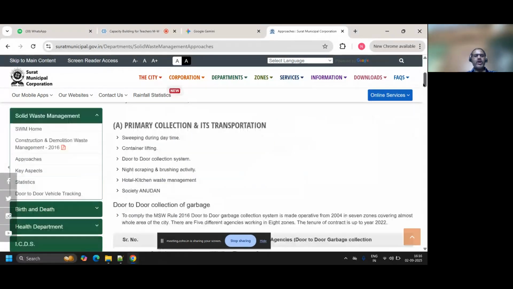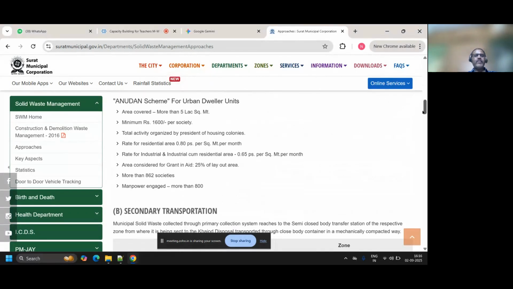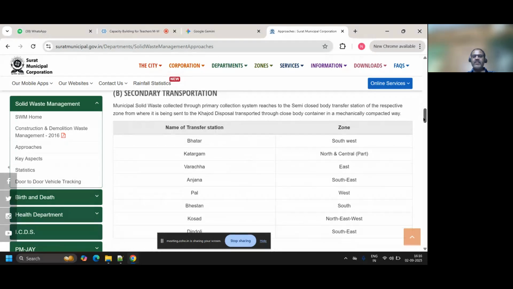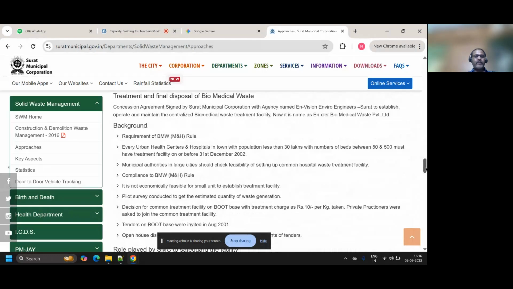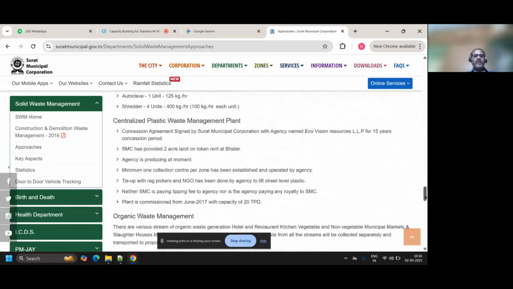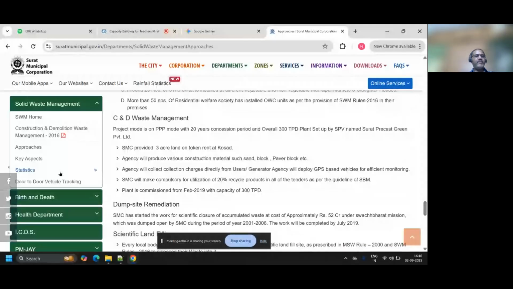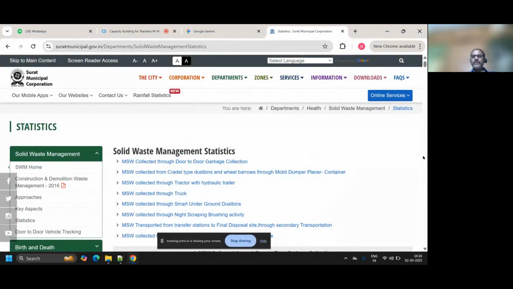The city is divided into multiple zones. Then they are also telling you how many vehicles are used, from how many hotels they collect, what kind of solid wastage they produce every day. You can visit this site. Imagine 2,200 tons of waste every day. I'm giving you this statistics. I'm clicking on that. Okay.